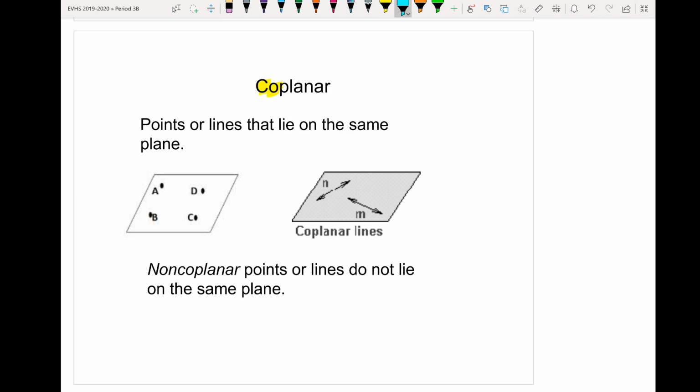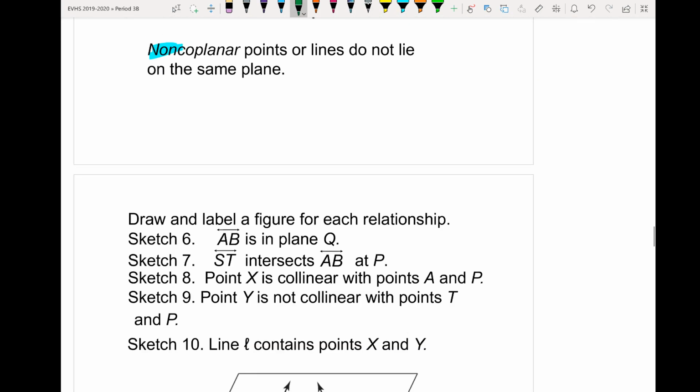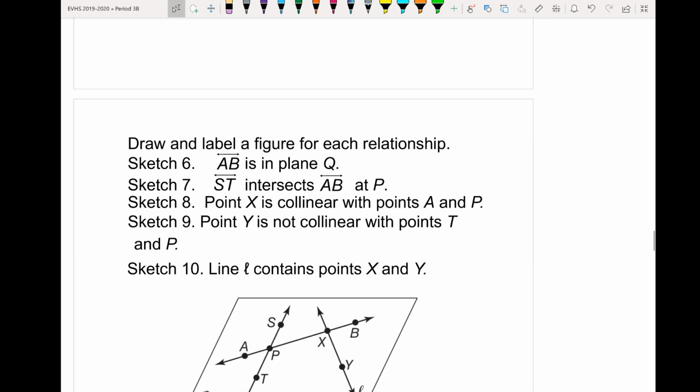And of course, you've also got the negative version, non-coplanar, which is points or lines that are not on the same plane. Now, since a plane is a more dynamic object than a line, there are different versions of what coplanar and non-coplanar can look like. We'll get to that. Yeah, we'll get to that in a minute.